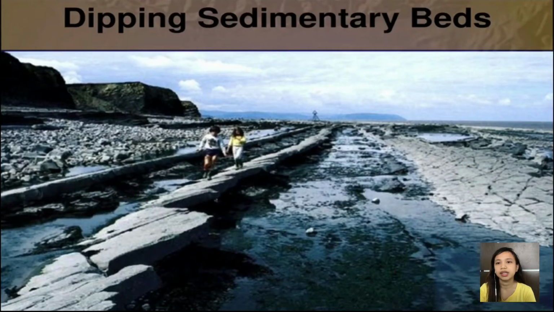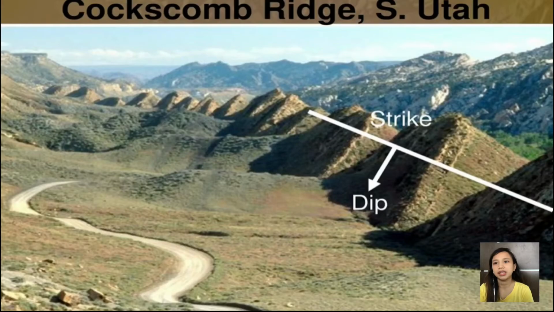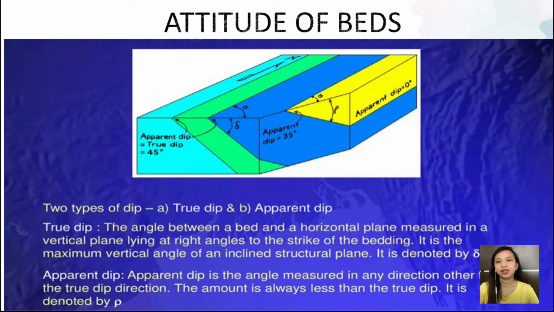So here is the example of dipping sedimentary beds. There are two types of dip: first is true dip and second is apparent dip. True dip is the angle between a bed and a horizontal plane measured in a vertical plane lying at right angles to the strike of the bedding. It is the maximum vertical angle of an inclined structural plane. It is denoted by D.